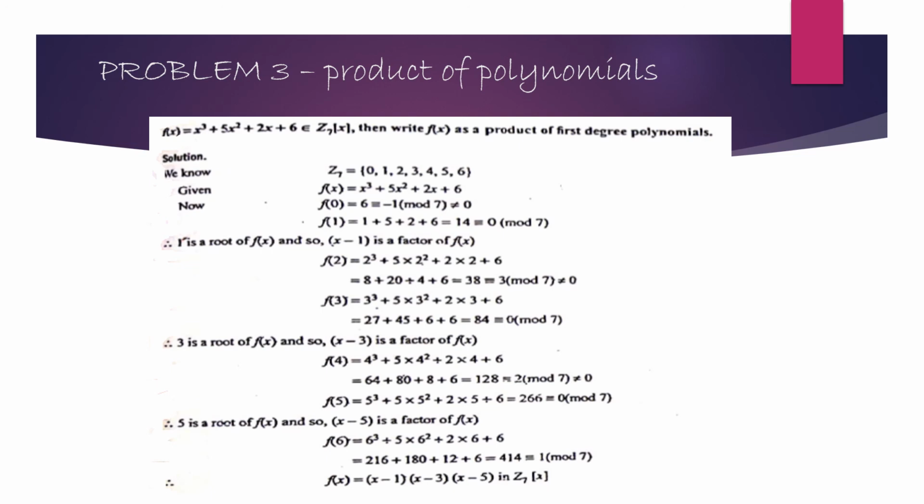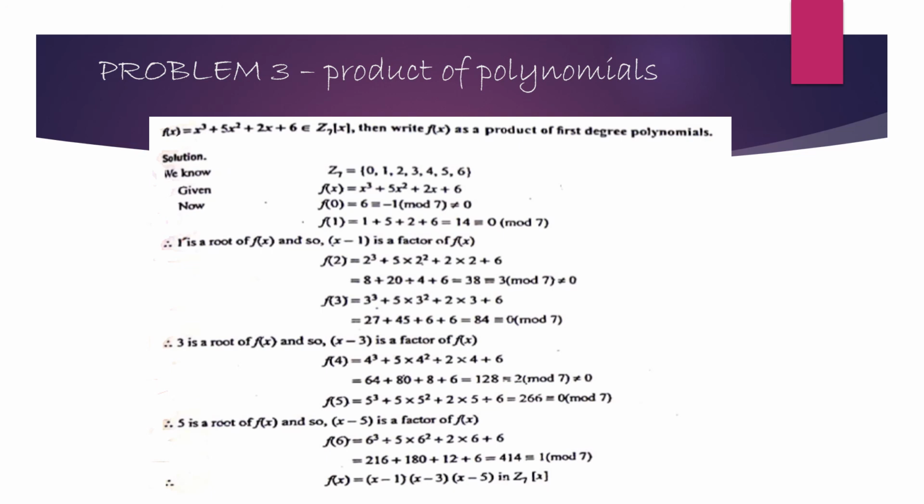Since we have 3 roots here, as I told, the extension of these 3 roots can be made as factors. x minus 1 is a factor, x minus 3 is a factor, x minus 5 is a factor. So what was the question about? They're asking to write this f of x as a product of first degree polynomials. So we have to write the product of these 3 polynomials. x minus 1 is the first factor, x minus 3 is the second factor, x minus 5 is the third factor, which is equal to f of x in Z7.